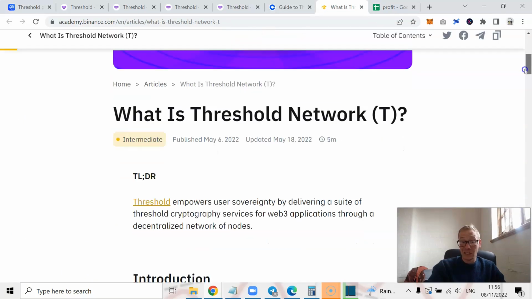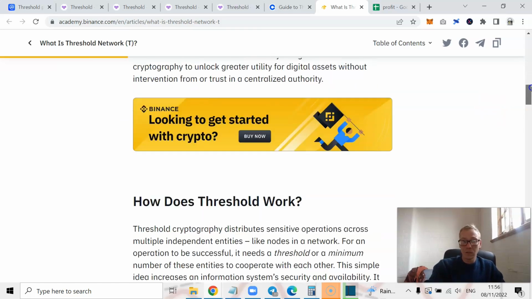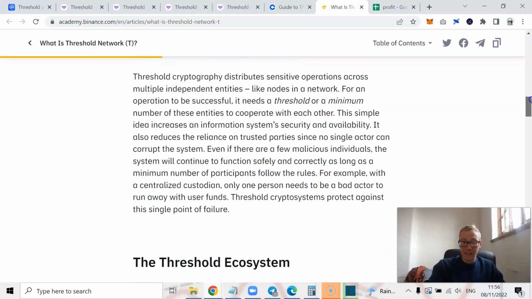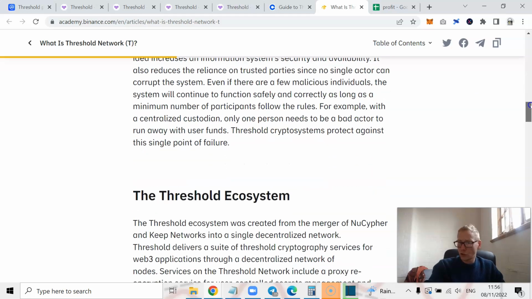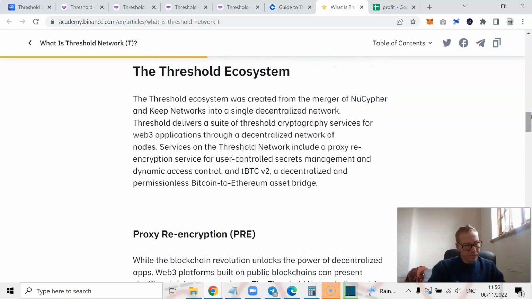Binance Academy actually released a whole thing on what Threshold Network is. So Threshold empowers user sovereignty by delivering a suite of threshold cryptographic services for Web3 apps. The whole premise is basically to ensure that we no longer have one singular bad actor or one massive holder of tokens that can influence DAOs, that can manipulate protocols.